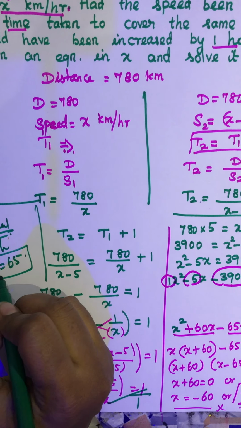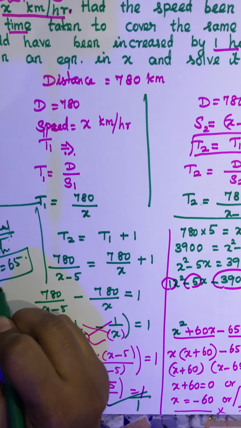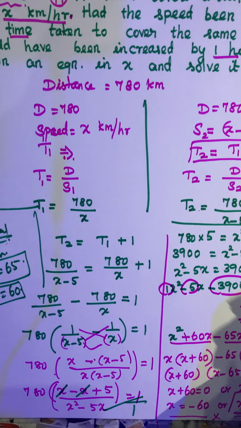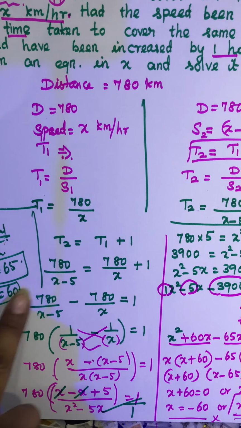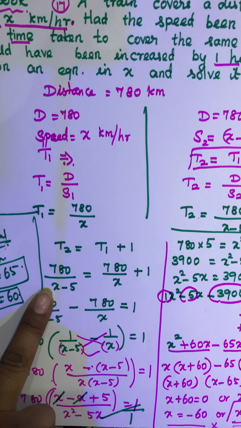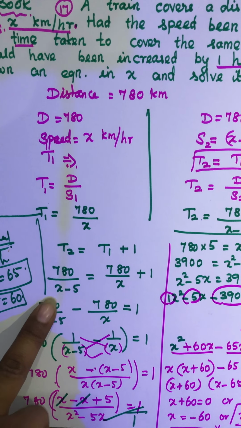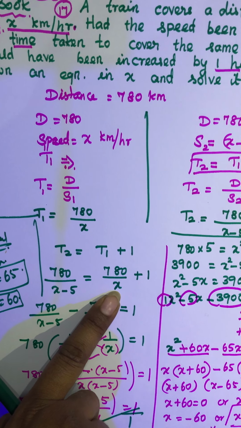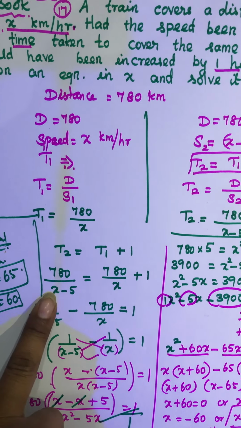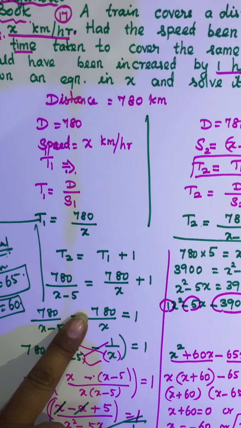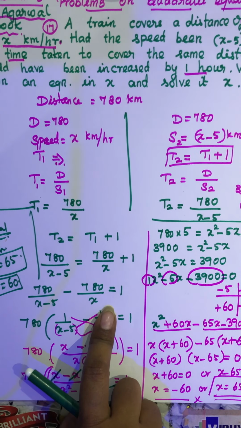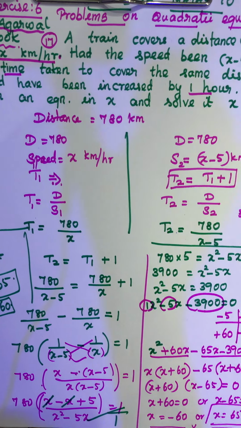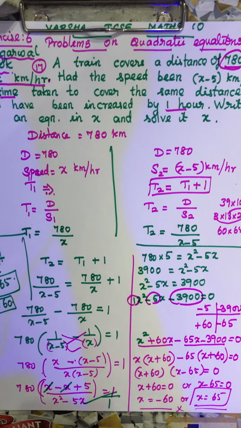Okay, so the speed before is x minus 5, which is 60. Do you understand? You can check. How will you check? 780 by 60, and 780 by 65 plus 1. So you will get the same equation. You can check whether this equation is solving, matching, equalizing that number.